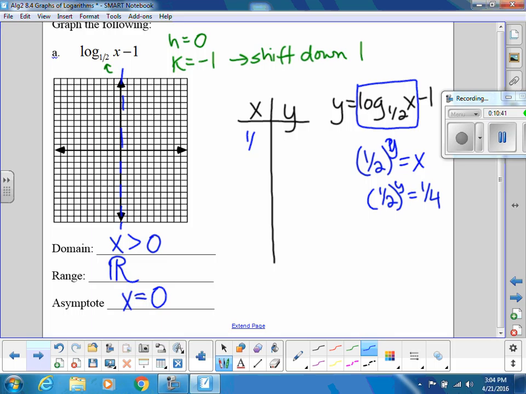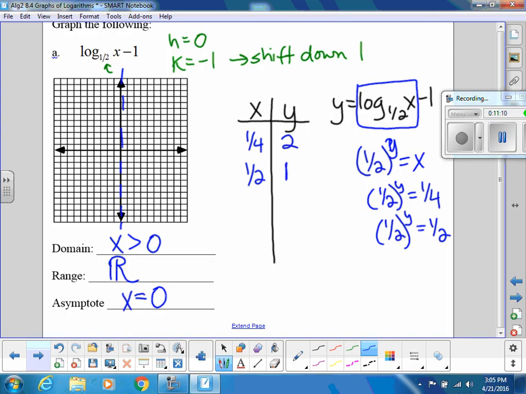So I'm going to make 1/4 my first x value. So what would that have to do? I would have to square that. So my y would be 2. Then I'm going to do another fraction. Let's do 1/2. So I'm picking my x values carefully so that I get nice numbers for my exponents. Because I know that 1/2 to the first power is going to be equal to 1/2. So I know that my y value would be 1.